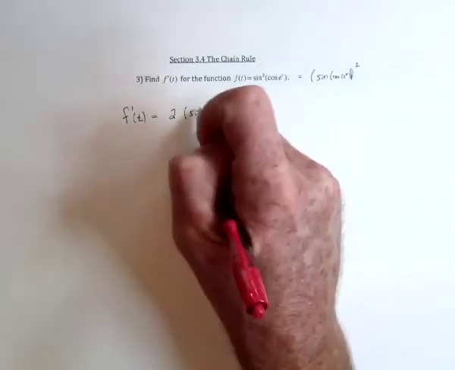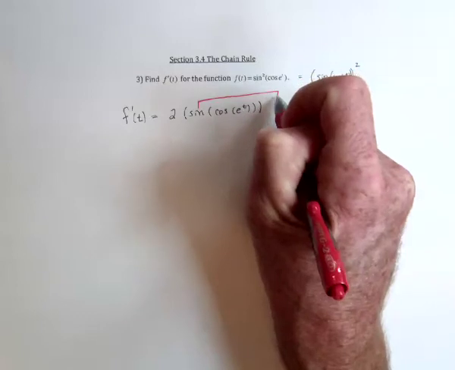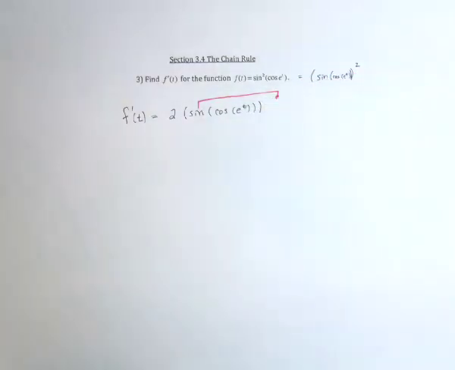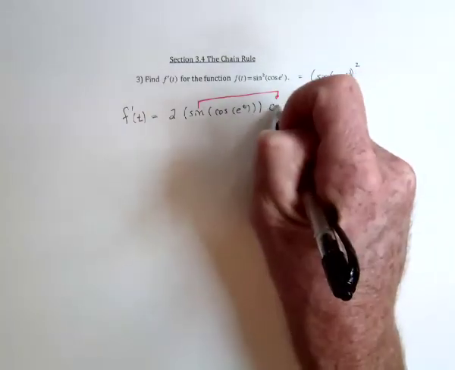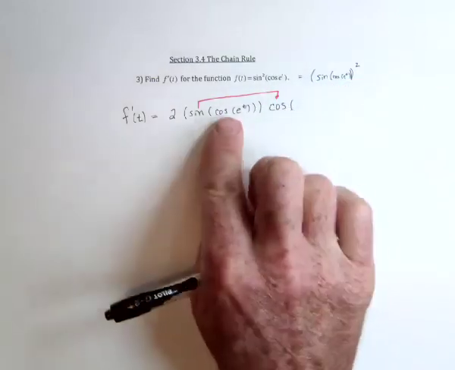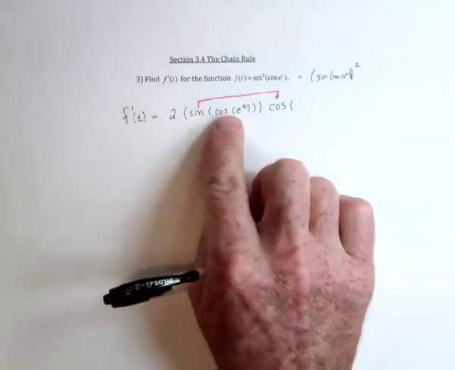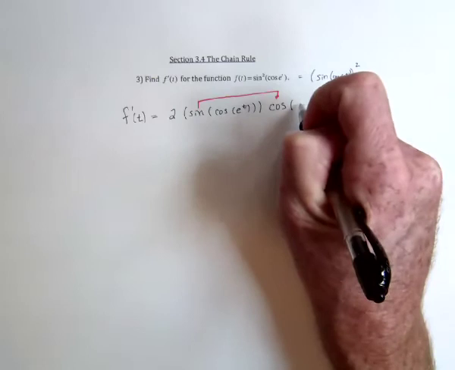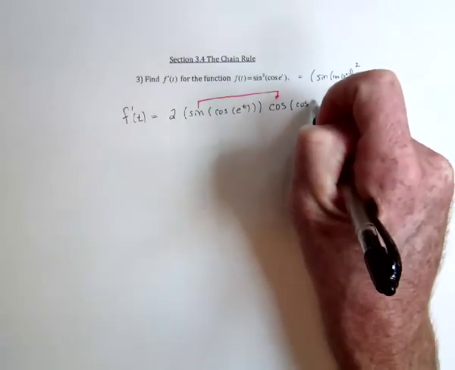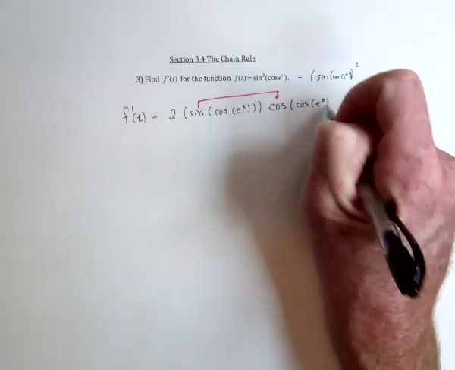And then the next innermost function is the sine function, so take the derivative of sine, and that's cosine. And then whatever's inside of the sine function, it stays the same. So cosine of e to the t.